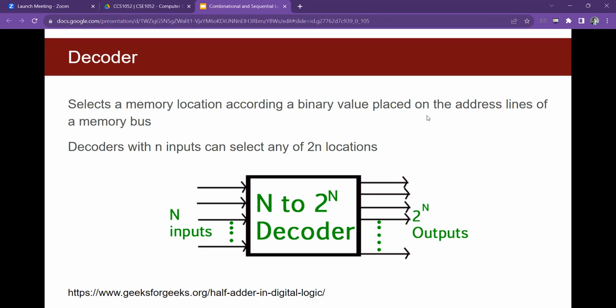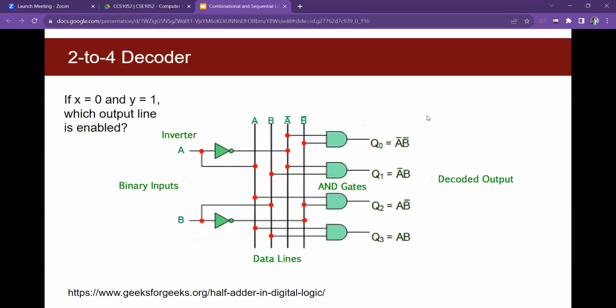Right? So all other lines will be zero. That will happen in a decoder. Right? How we are going to do this is by using both A and A bar, B and B bar. So we are using those gates, and here you can draw the circuit and find out. So there will be an output on every occasion, but it will be true only on one occasion, right?